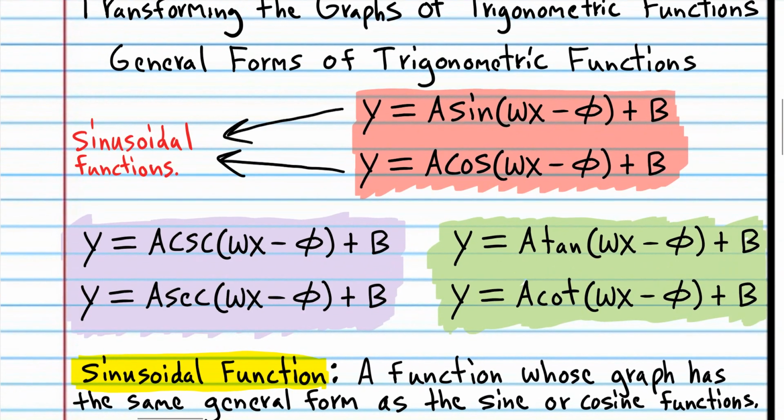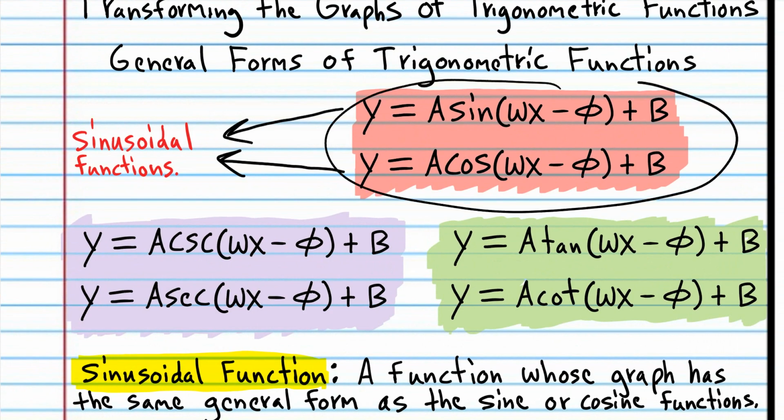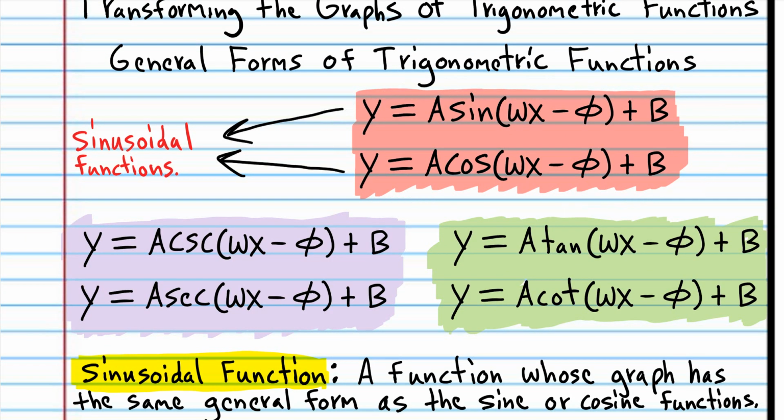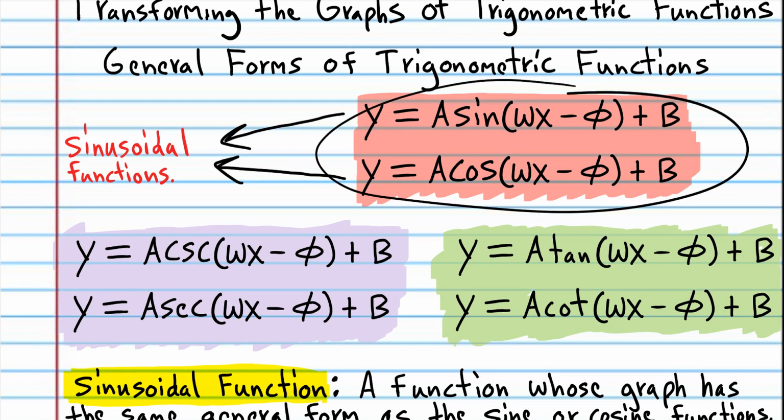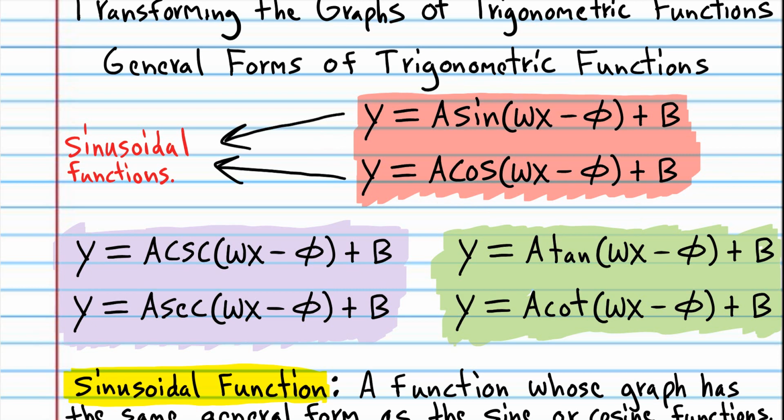If a graph resembles the sine or cosine curve, and understand that the word curve is used to describe any graph, even if it's a line, you would describe any graph in the study of mathematics as a curve. If a graph has the same general shape as the sine or cosine curves, we call it a sinusoidal function or a sinusoidal graph.